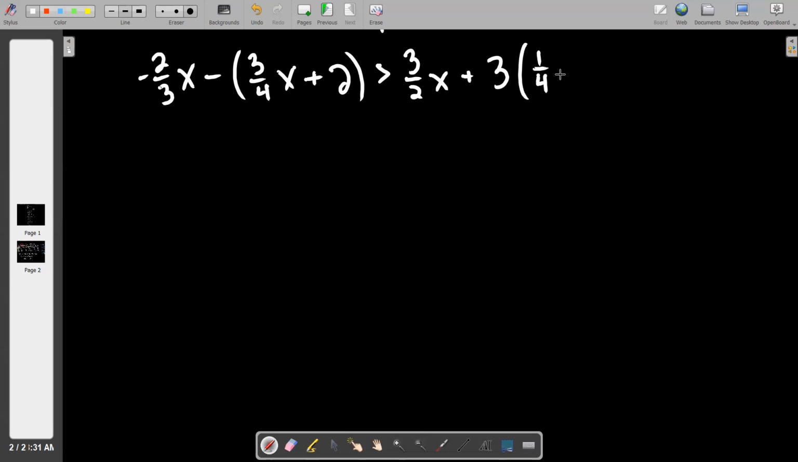Negative 2/3 of x minus the quantity of 3/4 of x plus 2, closed quantity, is greater than 3/2 of x plus 3 times the quantity of 1/4 of x minus 4. If the first thing you do is multiply by 6, then I clearly need to look for different work. Stop trying to kill fractions if some of them are hiding from you. So I will do again what I did last time and try to illustrate for you what you should be doing.